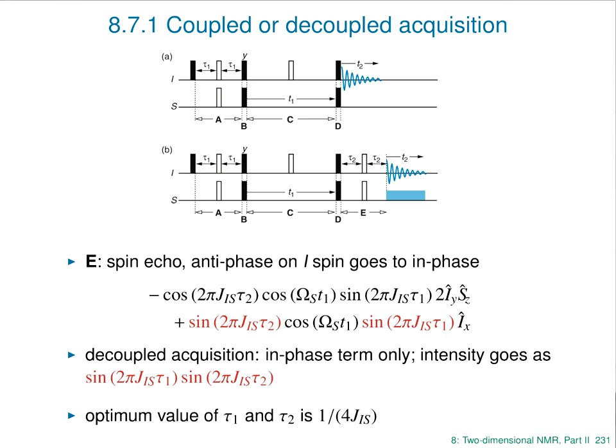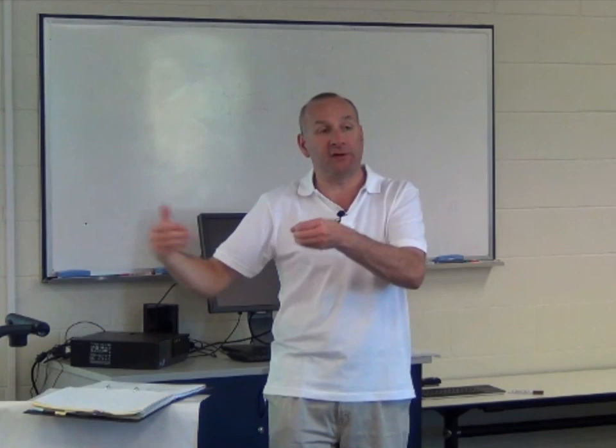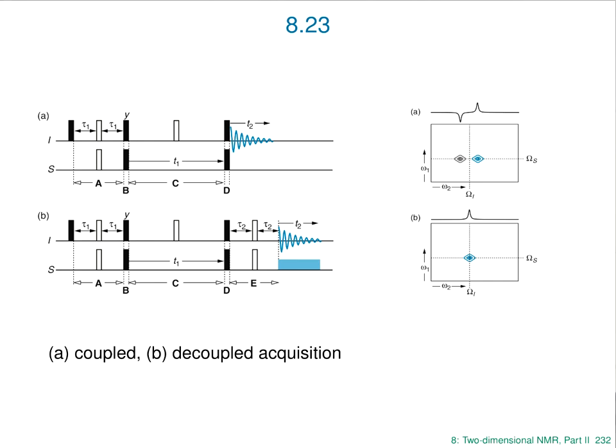So if you think about what the spectra look like, on A, as shown at the top, you see an antiphase doublet in the little omega 2 dimension, whereas if you use decoupling, as in B, you just see a single peak in the omega 2 dimension. And you can see how nice this spectrum is. You see a single peak, the offset of one spin that way, the offset of the other spin that way. What could be simpler? Very easy to interpret. And you can see that's why these spectra have become so popular.